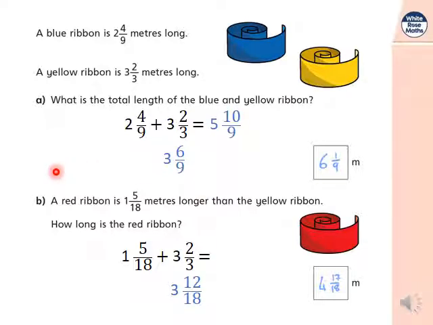So let's have a look at question B. Question B said a red ribbon is 1 5/18 meters longer than the yellow ribbon. How long is the red ribbon? So to answer that question, we should have gone 1 5/18, add 3 2/3. And we should have converted our 3 2/3 to 12/18, adding those together, giving us 4 7/18 of a meter.